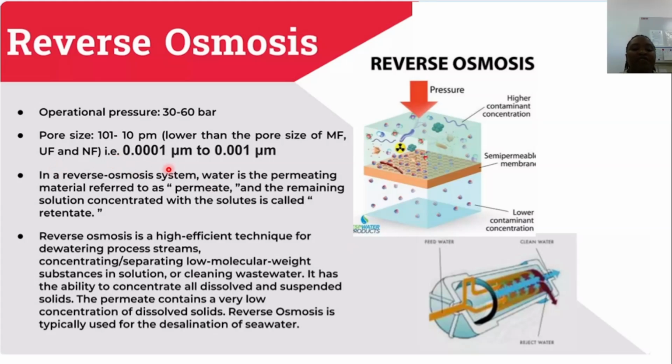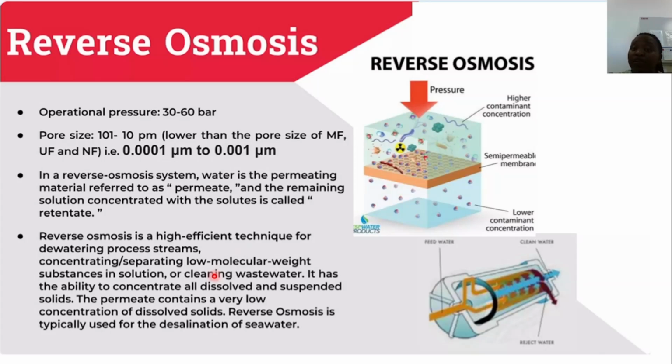In a reverse osmosis system, water is the permeating material, the one that becomes the permeate, and the remaining solution is concentrated with the solids, which we call the retentate. Reverse osmosis is a highly efficient technique for dewatering process streams. You can also concentrate or separate lower molecular weight substances in solution.